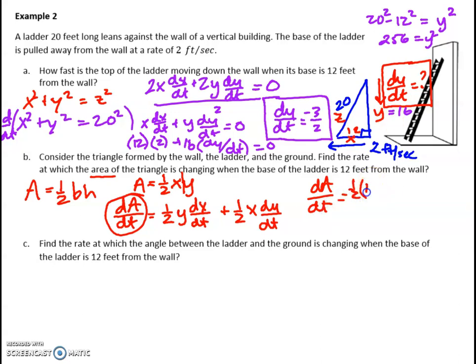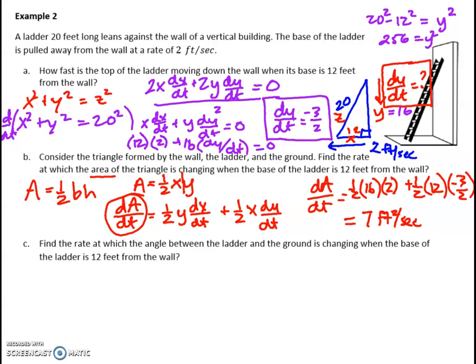My y value is still 16. My rate of change of x is still positive 2. My x value is 12, and my rate of change is still negative 3/2 for the dy/dt. I found that in the previous question. And I believe that this all comes out to 7. And because it's area, it's feet squared per second. So I'm growing in area.